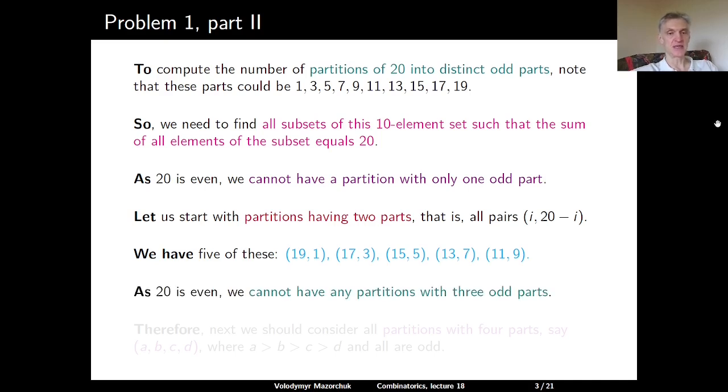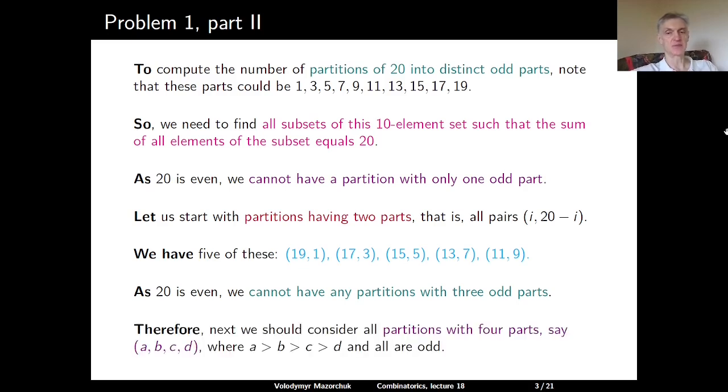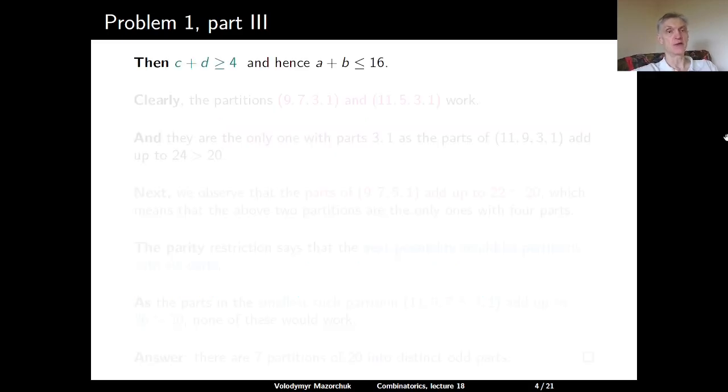Again, as 20 is even, we cannot have partitions with 3 odd parts, because the sum of 3 odd numbers is an odd number. So the next thing is to consider partitions with 4 odd parts. So a, b, c, d, where a is greater than b, greater than c, and greater than d. Then, of course, c plus d should be greater than or equal to 1 plus 3, which is 4, and so a plus b is less than or equal to 16.